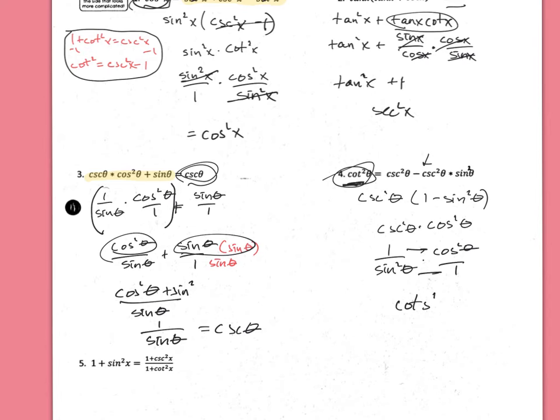So now we have cosine squared over sine squared. And cosine over sine is cotangent. If they're both squared, then the cotangent is also squared.